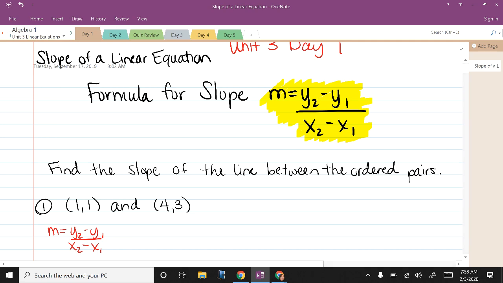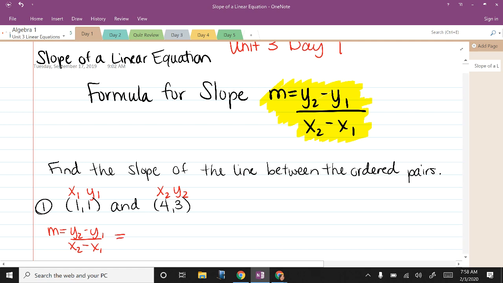Okay? All right. So to me, it's easiest to label my coordinates. Every ordered pair is an X and then a Y, right? And if they're in the first coordinate, then they are the 1's. If they're in the second ordered pair, they are the 2's. Easy as that. The first ones are 1's and the second ones are 2's. So then I just fill into my formula.